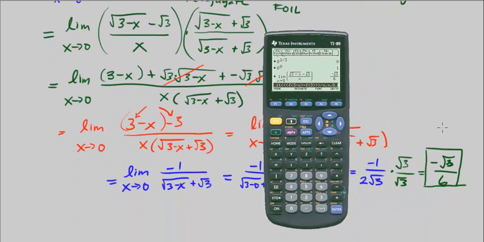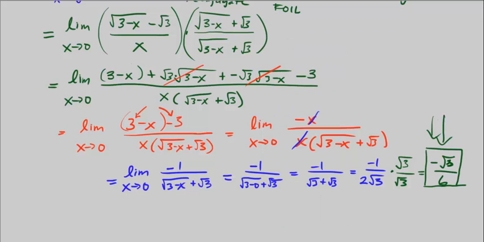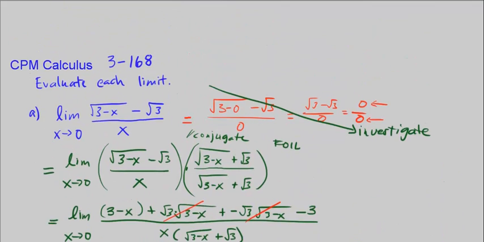And what was my answer? Negative square root of 3 over 6. So there's just a quick little hint on multiple choice questions. You can go ahead and check with your calculator or use your calculator. But if you're asked to show your work, make sure you can show all of your work to get the answer. But you can always check your answer using your calculator. All right, let's go ahead and move on to part B.